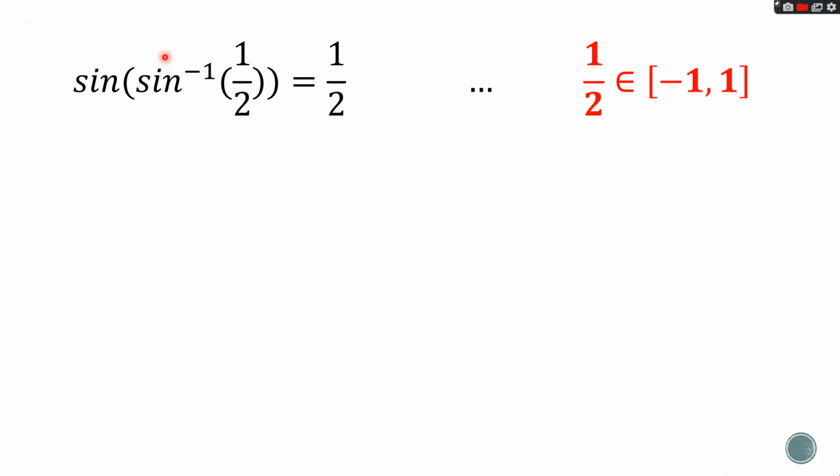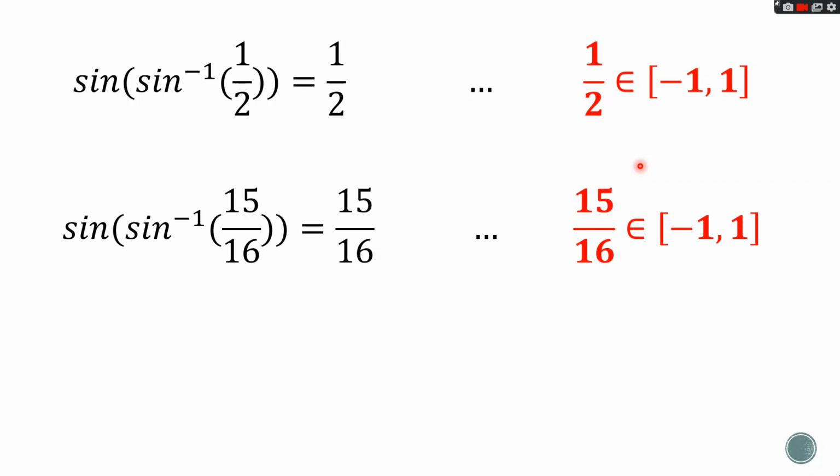Let's try some examples. So first one, sine of sine inverse half. Can we say that it is equal to half? Yes, this is equal to half because half belongs to the interval minus 1 to 1. Let's check the next one. Sine of sine inverse 15 by 16 is equal to, can we say 15 by 16 again? Yes, because 15 by 16 belongs to this interval minus 1 to 1.